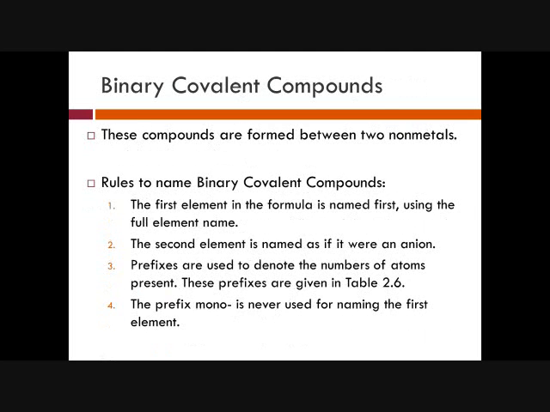For covalent compounds, or molecular compounds, as we call them in Chem 1, these are formed with two nonmetals. The first element is used with the full element name, and then the second element is named as if it was an anion, so you change it to ide. And these prefixes are given.